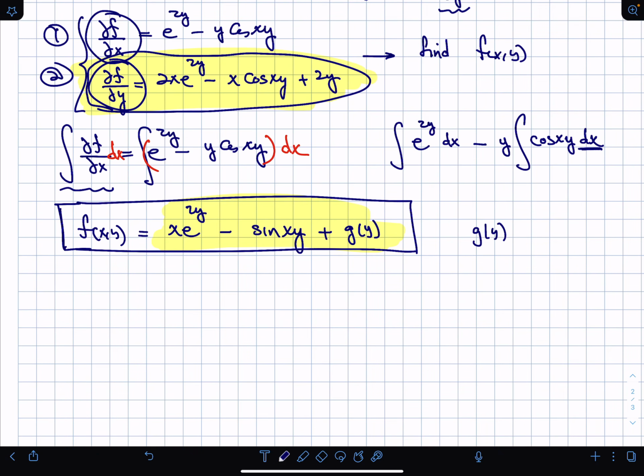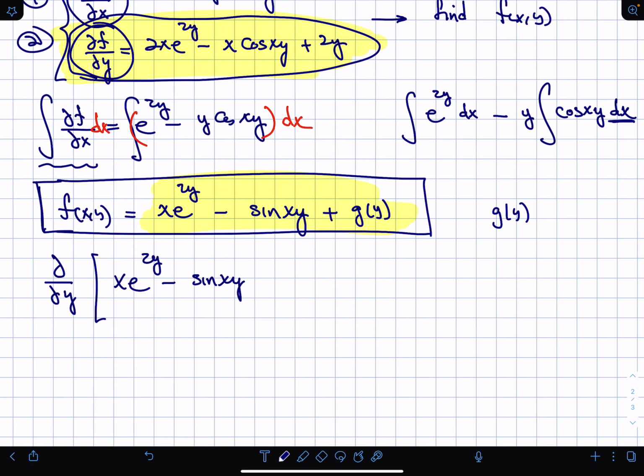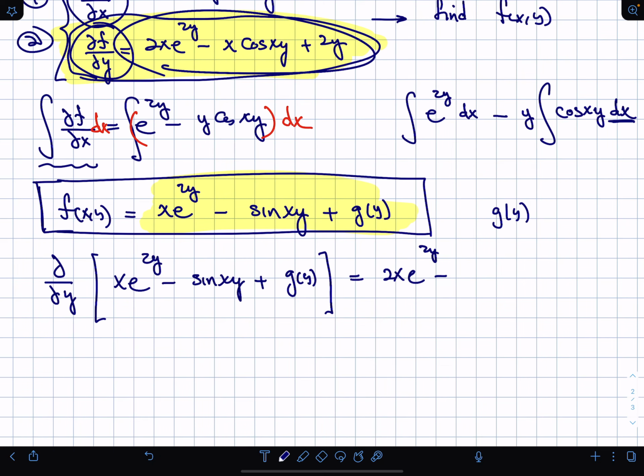Let's actually do it. So I'm going to take the partial of f with respect to y, so I'm going to take partial of all this, and that has to equal this. So that has to equal 2x e to the 2y minus x cosine of xy plus 2y. It has to equal that.